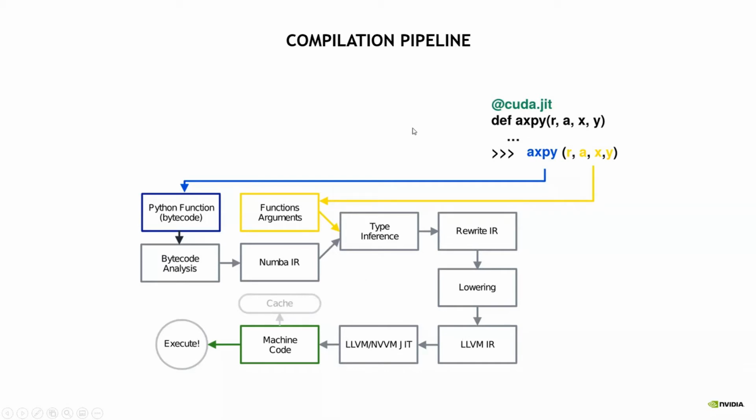So just to summarize, the compilation pipeline takes the Python bytecode, builds an intermediate representation, figures out the type of everything, lowers that into LLVM's intermediate representation, and compiles it to machine code.